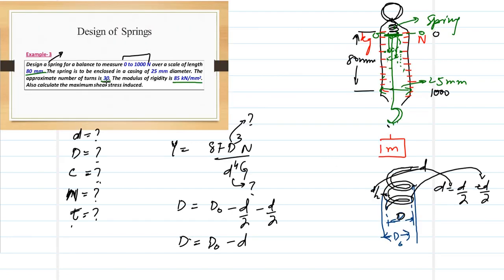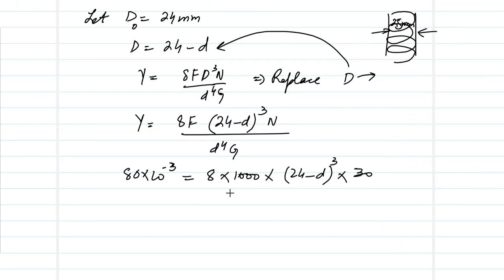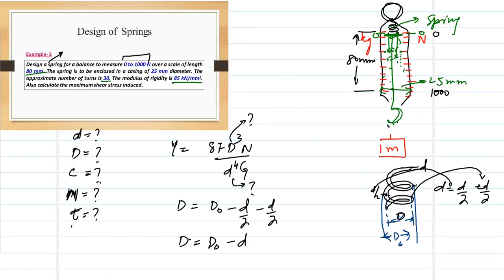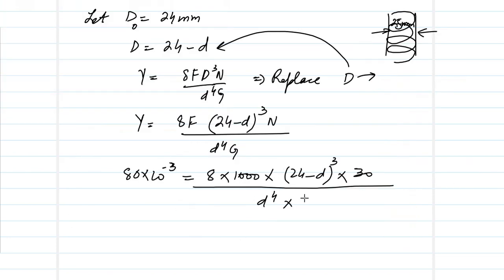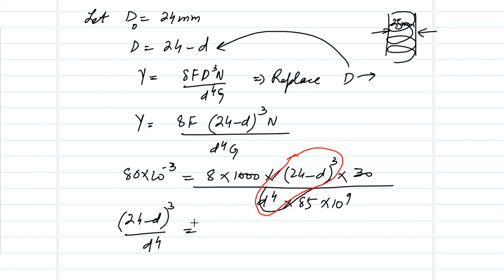The number of turns from the relation is approximately 30. So multiply by 30, divided by d^4, where d is not known, and G is the modulus of rigidity of the spring material, which is 85 kilonewton per square millimeter, or 85 gigapascal, which is 85 times 10 to the power 9. If I keep these two terms here and take everything else to the left-hand side, 24 minus d whole cube divided by d^4 is equal to, we just have to use a calculator to find the values.